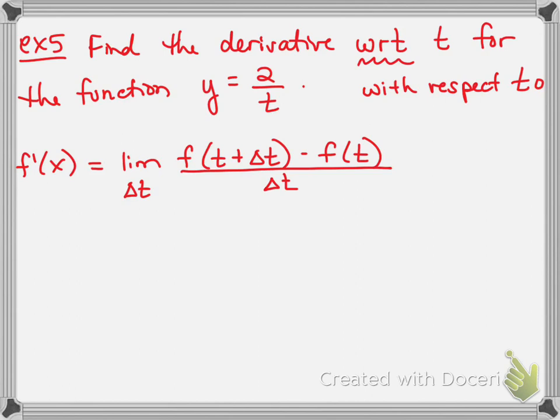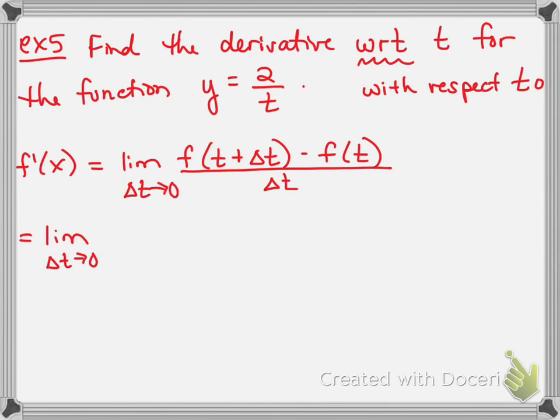Last year, Coleman Burrow said, I just change every one of those t's to x's because t's look too much like plus signs. I couldn't agree more. So maybe you just change them all to x's. Okay, equals the limit as delta t approaches 0.